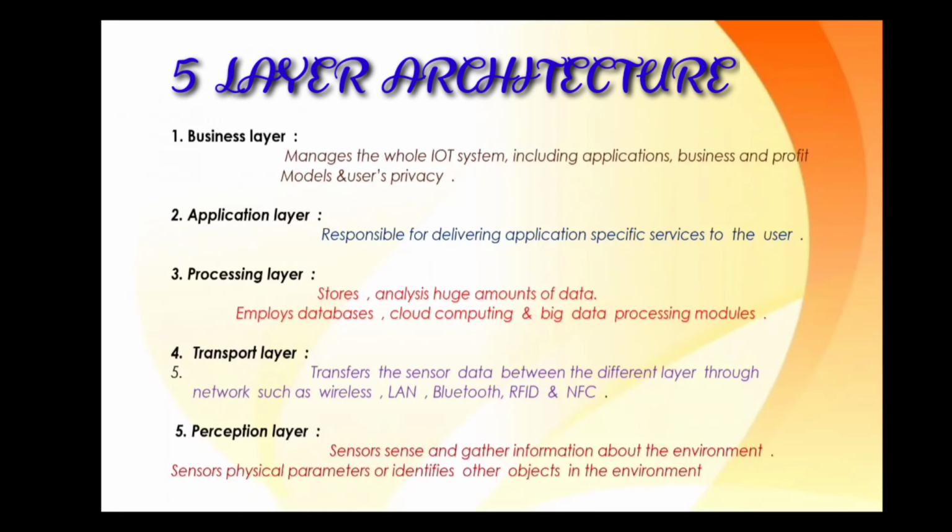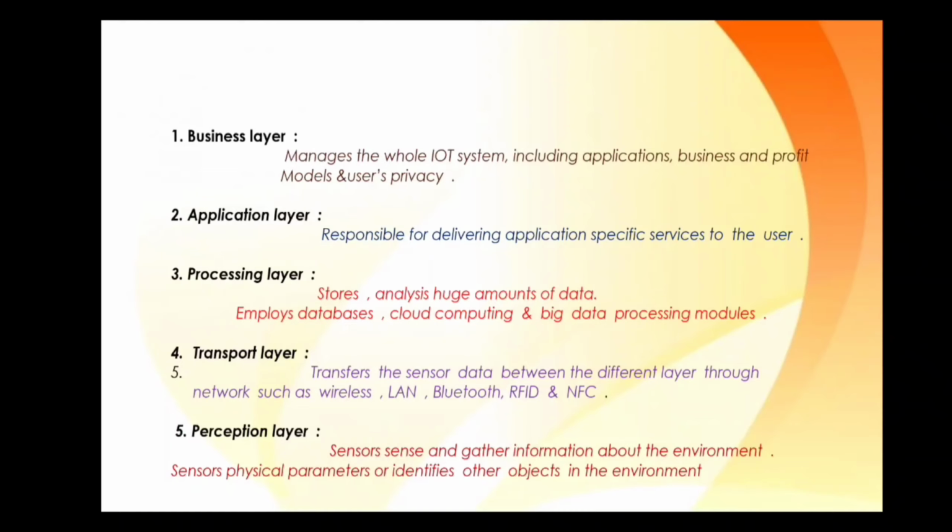We'll get to know more about RFID further on. And then the fifth layer is the perception layer, where sensors sense and gather information about the environment: sensors, physical parameters, and identities of other objects in the environment. The perception layer plays a major role in the IoT. I'll explain in detail in the IoT taxonomy.